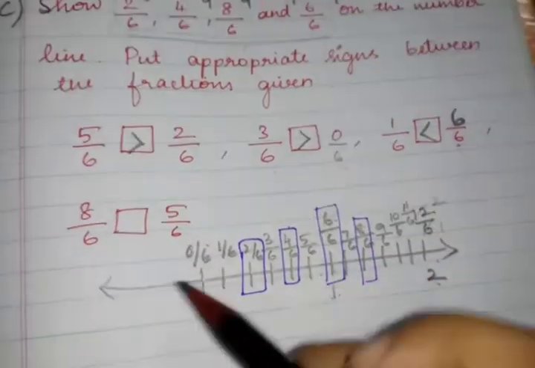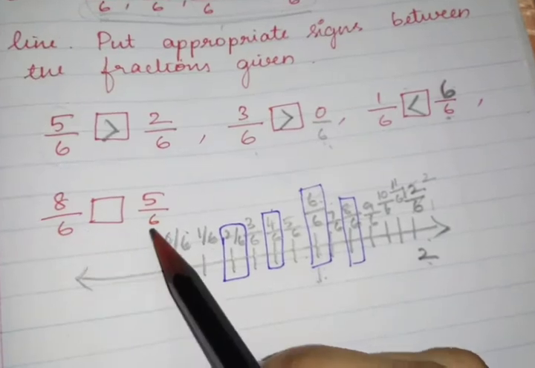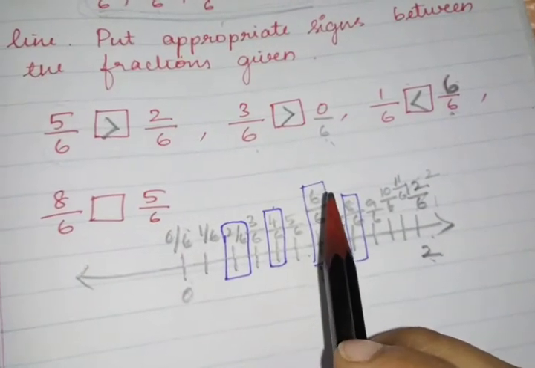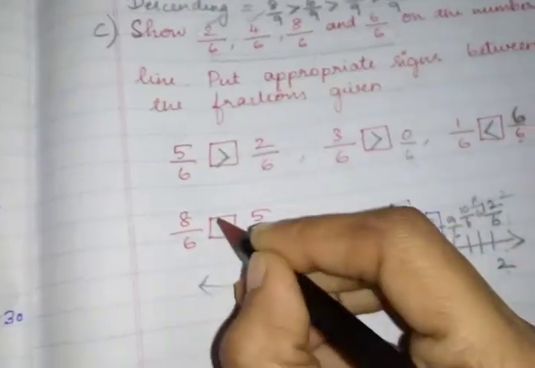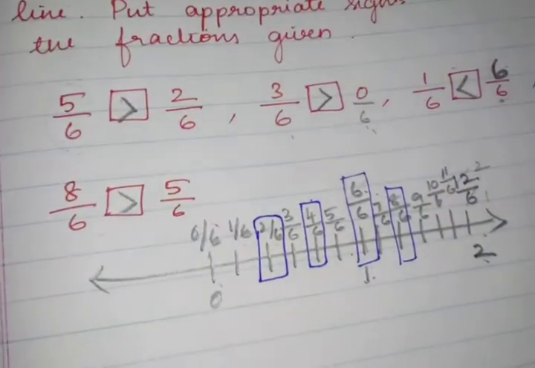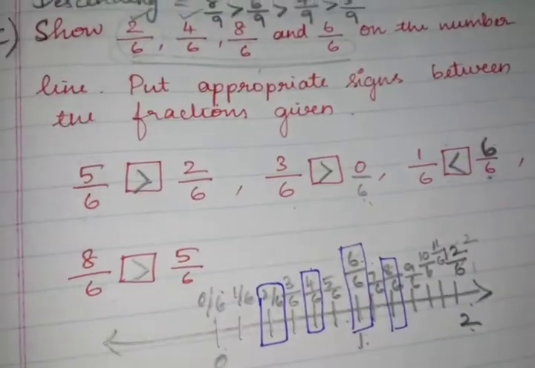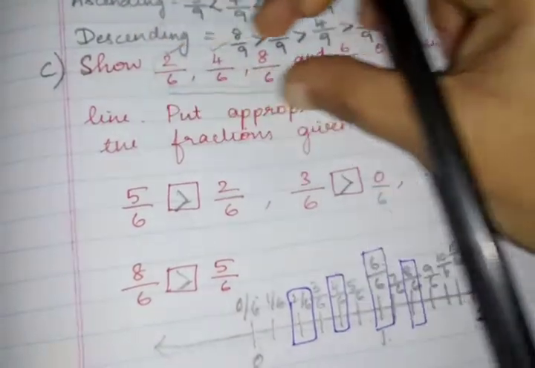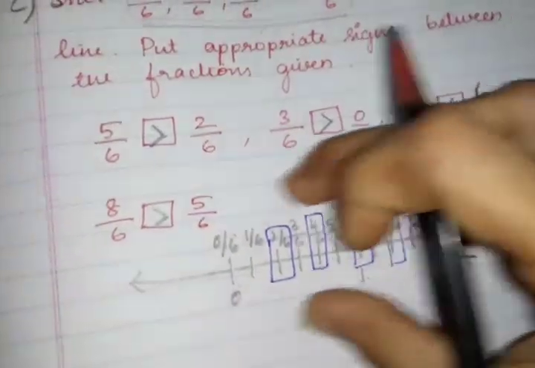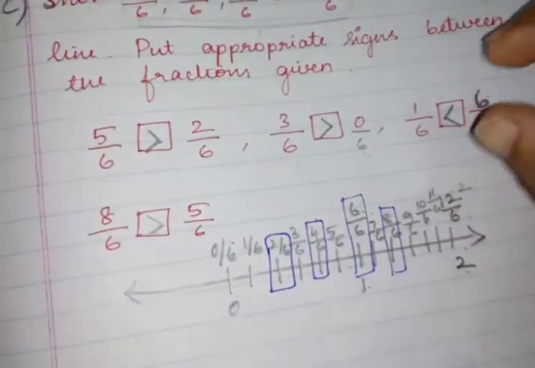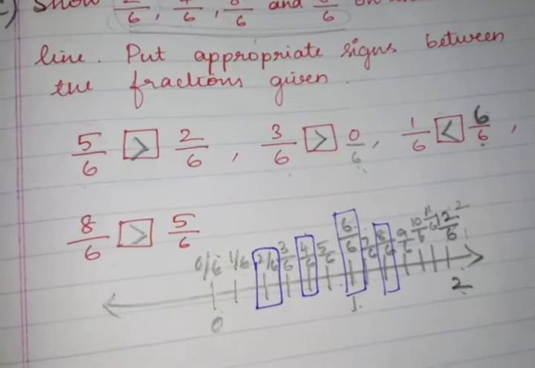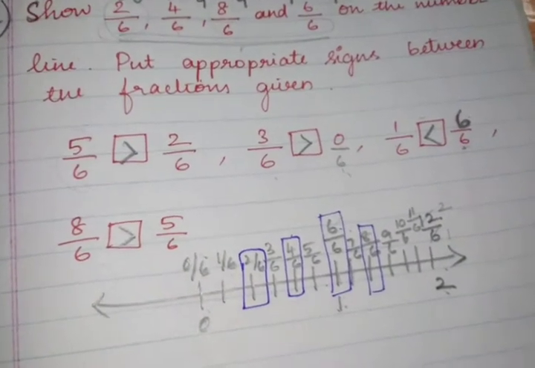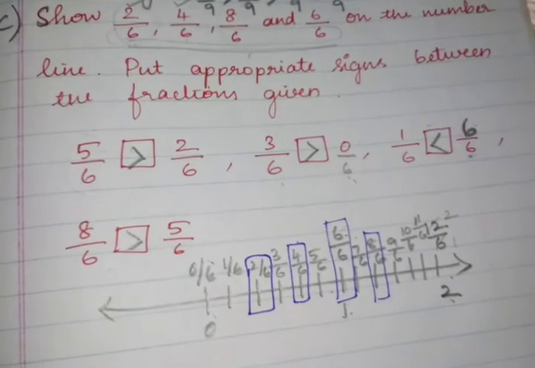Next, 8 by 6 and 5 by 6. Both have the same denominator. In this, which is greater? 8 by 6 is greater than 5 by 6. So, did you understand what I am doing? I have arranged all these numbers on a number line. Then I have compared these fractions and given the appropriate sign for these fractions.